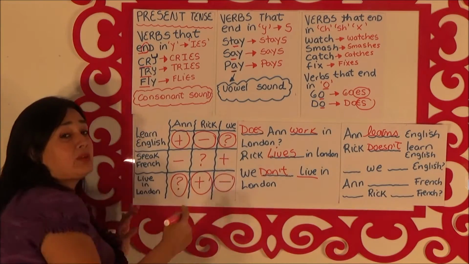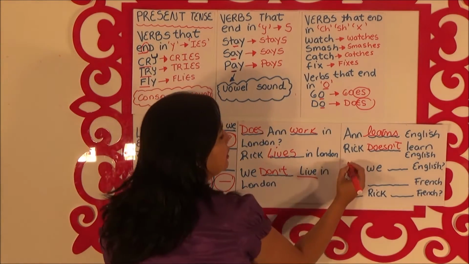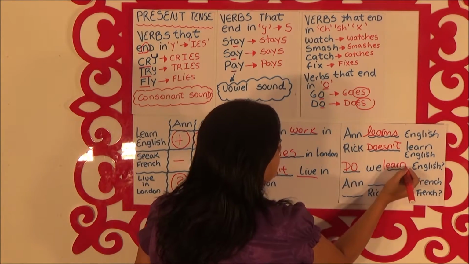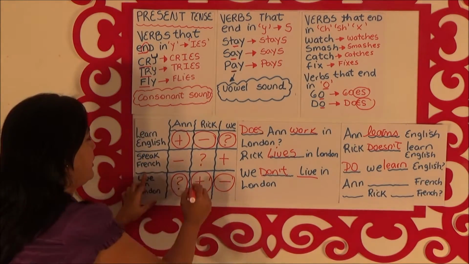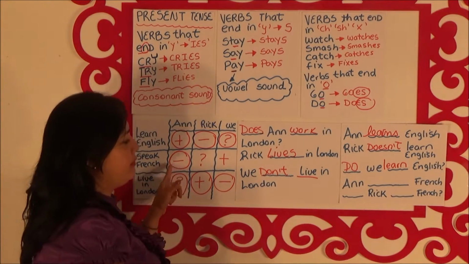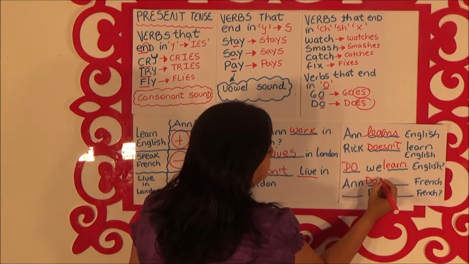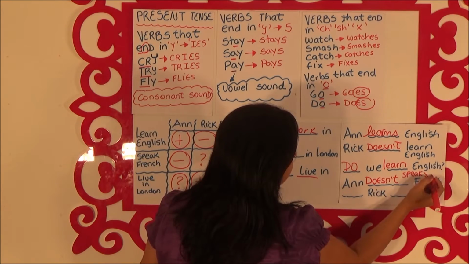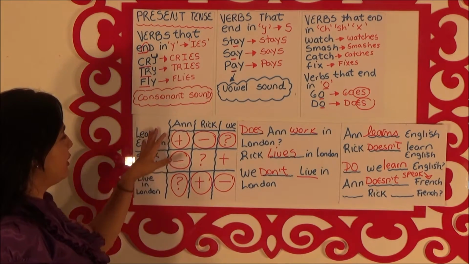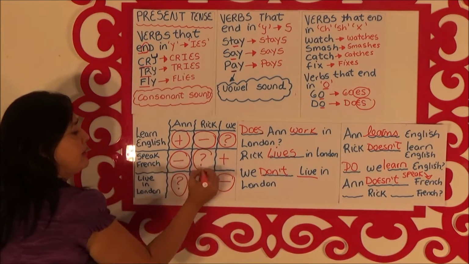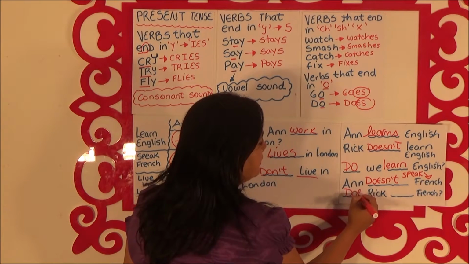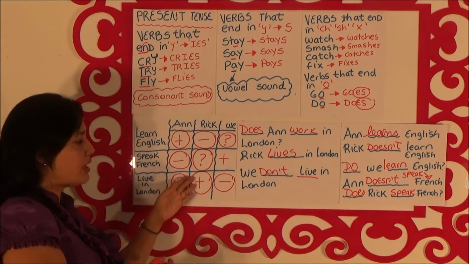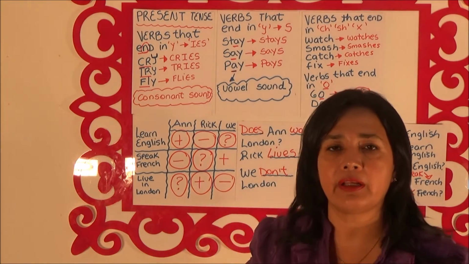When it is we, you, and they, we say, do we learn English and French or speak French? Negative. What is the negative? Doesn't speak French. And finally, Rick French. So, does Rick speak French?